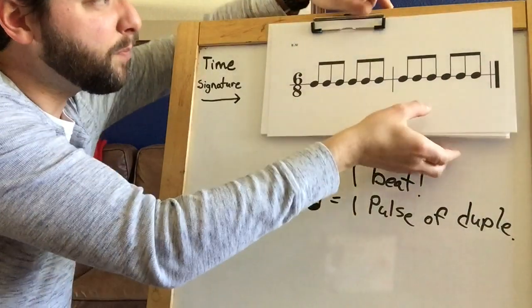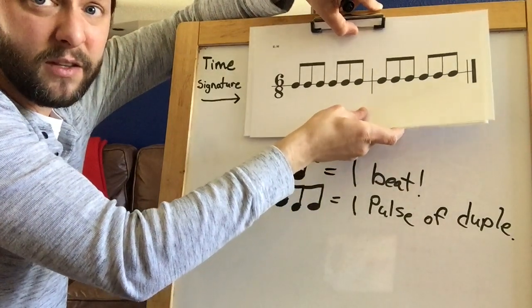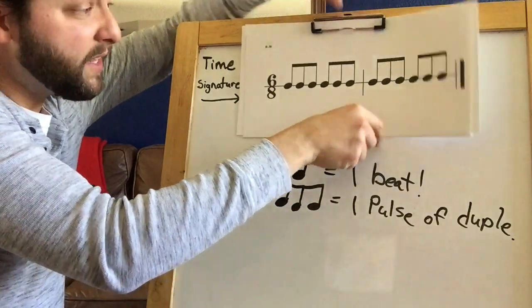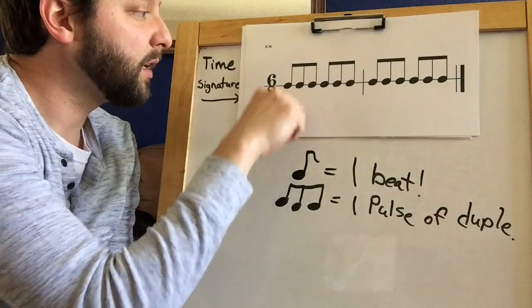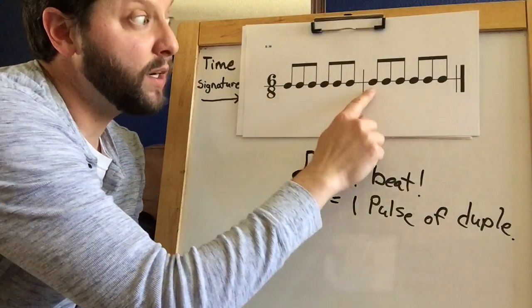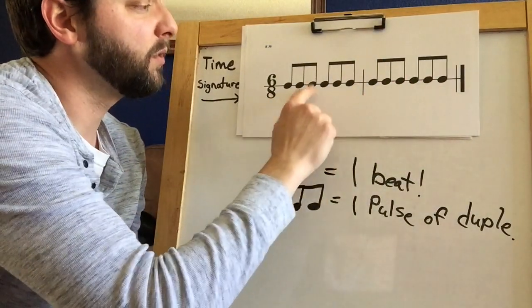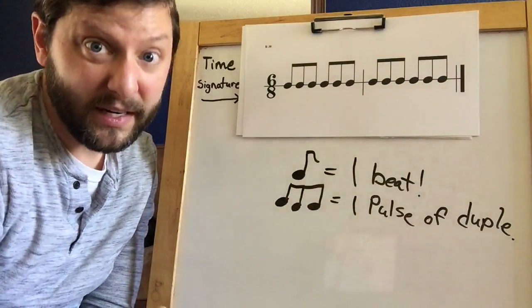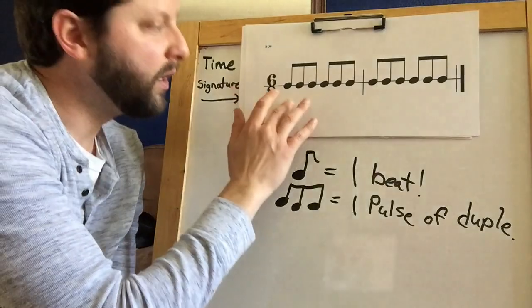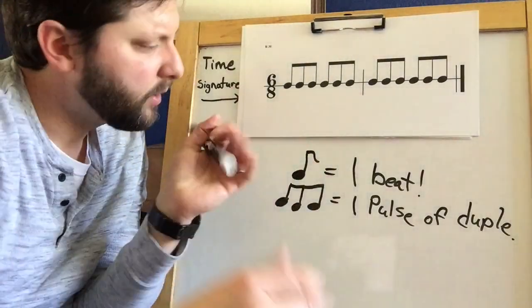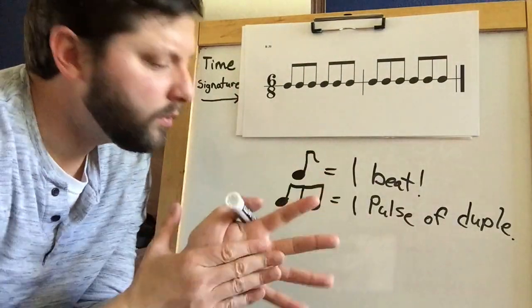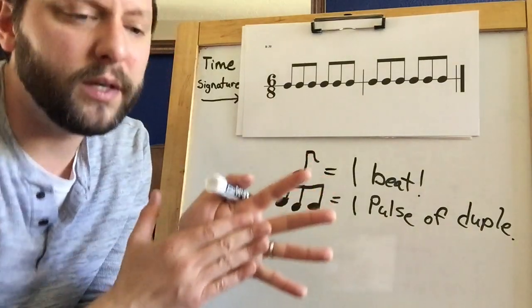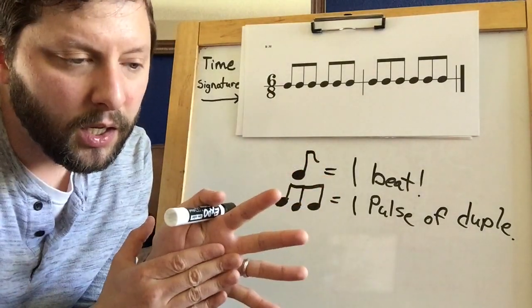We said that the duple pulse is full of all those eighth notes, which means if we play this correctly, we would feel in here 1, 2, 3, 4, 5, 6, 1, 2, 3, 4, 5, 6. Or if we counted it in duple, like we're learning, 1, 2, 3, 2, 3, 1, 2, 3, 2, 3, 1, 2, 3, 1.